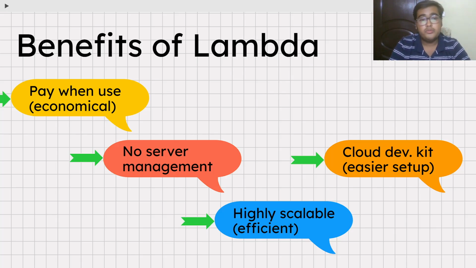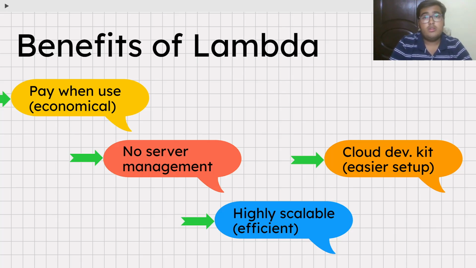So what are the benefits of Lambda functions? First, you don't have any server. You don't have to manage the server, and everything is taken care of by AWS. Secondly, you only have to pay whenever your function is called. Whenever the users call that particular function, only then do you have to pay for it.